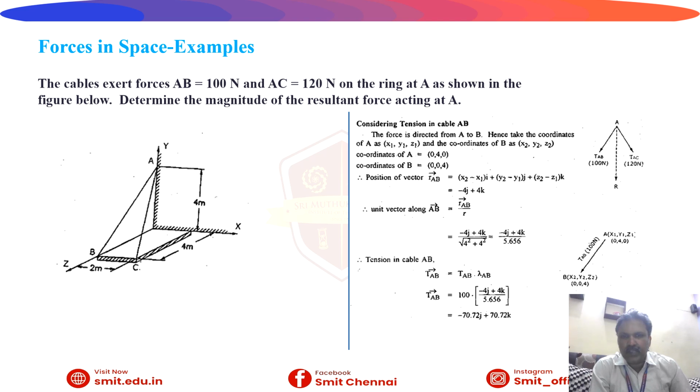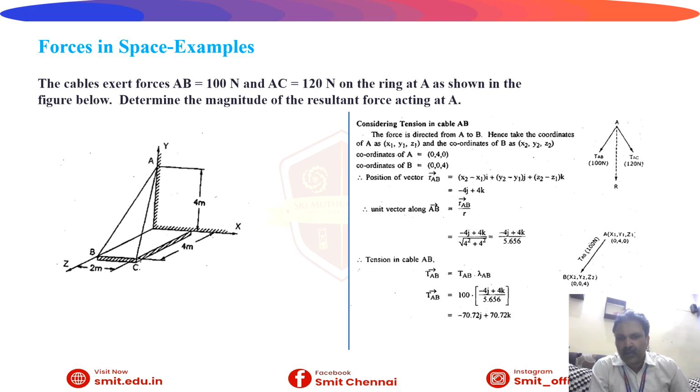Where is our A point? There is no value for x, 4 is there, then again 0. Coordinates of B also 0, 0, 4. Then position vector RAB: just separate these two values, x2 minus x1 i plus y2 minus y1 j plus z2 minus z1 k. Separate all the values, you will get the unit vector along AB equal to RAB vector divided by R, the value divided by square root of 4 square plus 4 square.